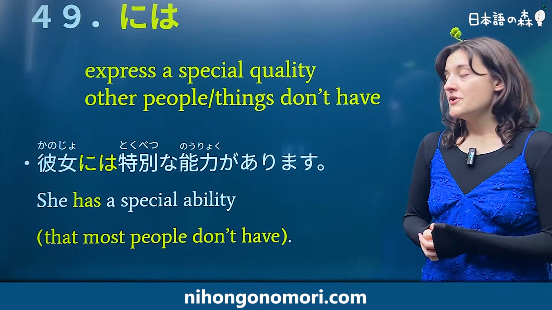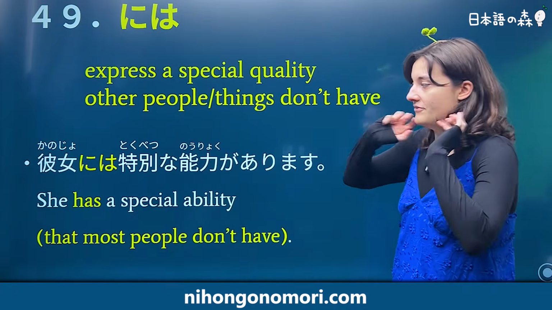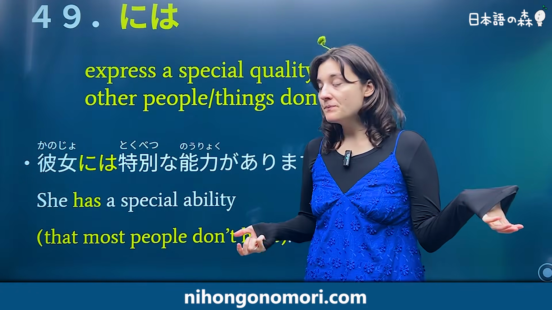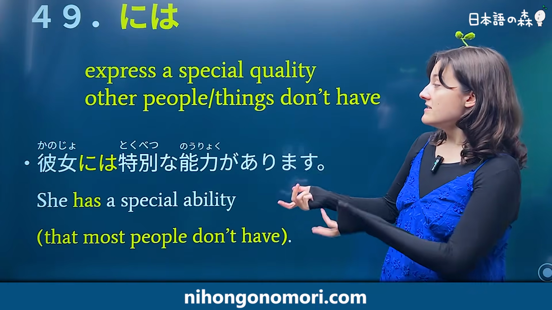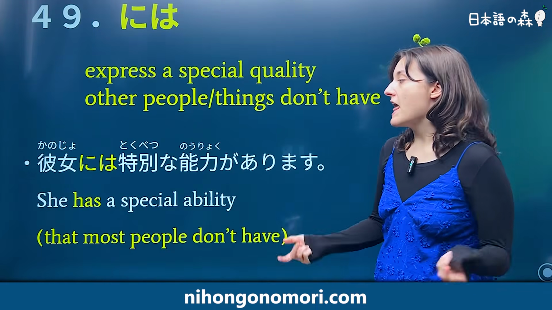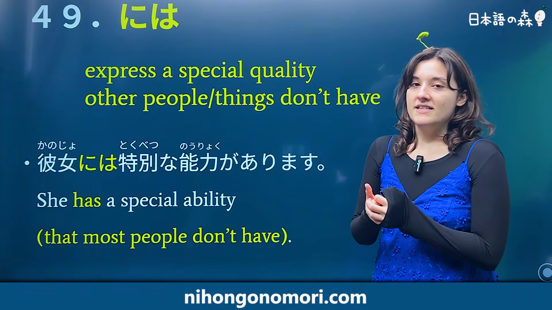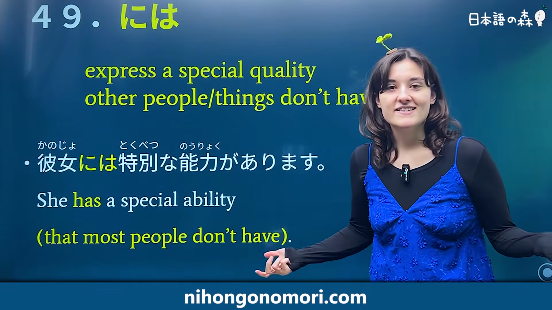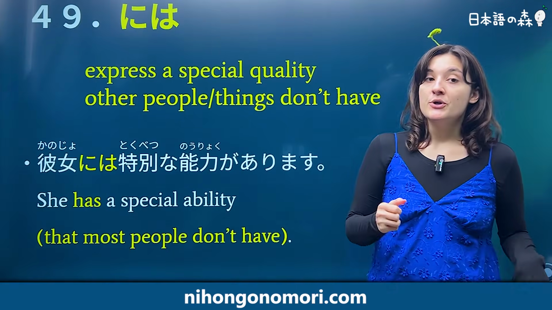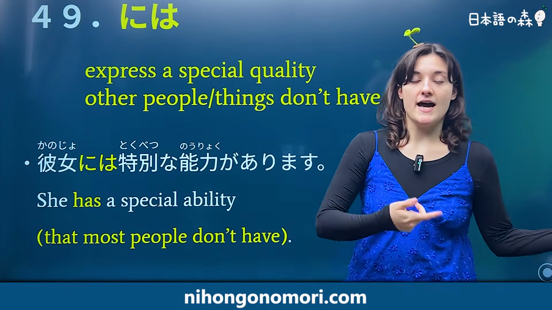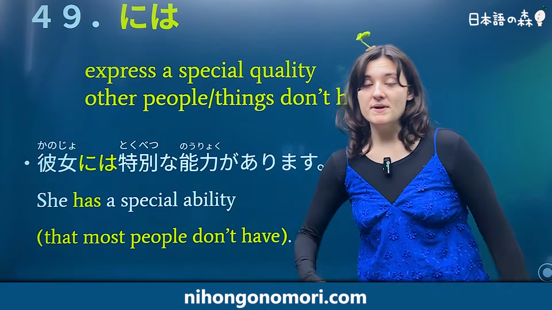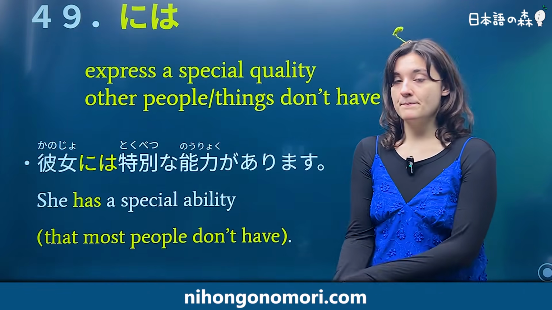には. So this is a set of the particles に and は put together. And it can sometimes express a special quality in the thing that you're describing. Like, 東京にはたくさん店があります. Like you're trying to say, as opposed to maybe the countryside, Tokyo is special because it has this thing, right?